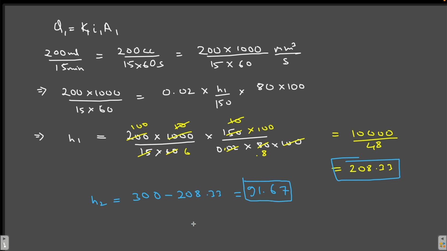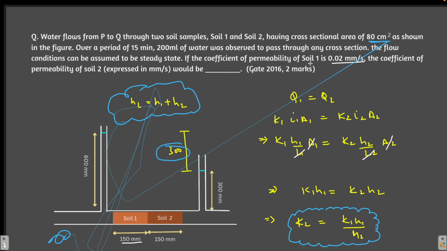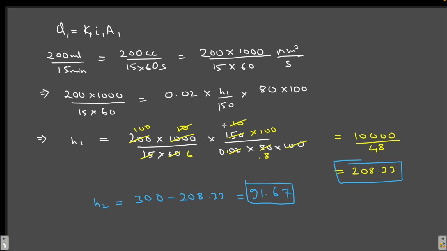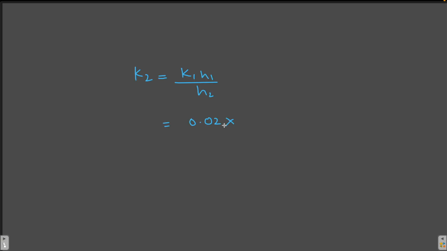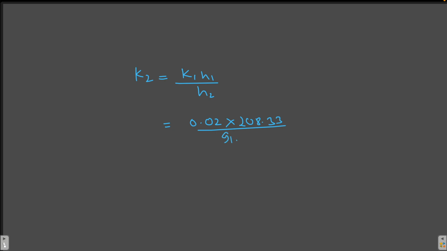Now once we have the value of H1 and the value of H2, we can easily find the value of K2. So let's do that. K2 is equal to K1 H1 by H2. Now we know all the values. K1 is given to you as 0.02 millimeter per second. H1 is 208.33 by H2. H2 is 91.67. Now let's solve this and we'll get the answer.